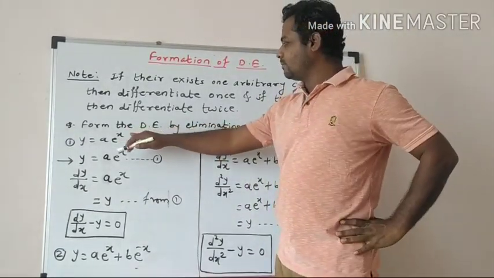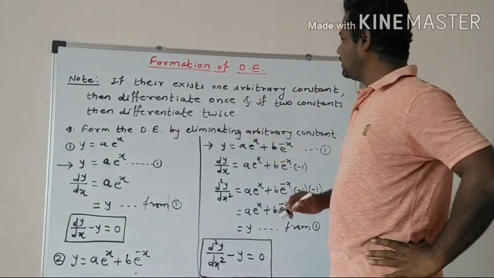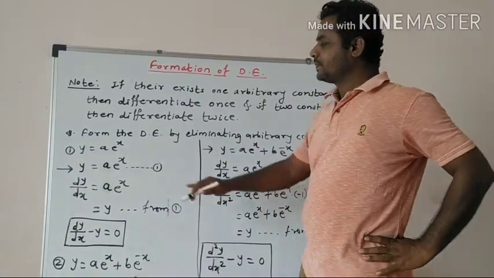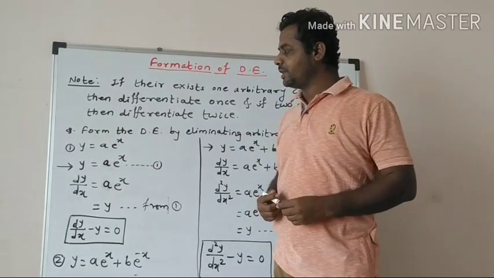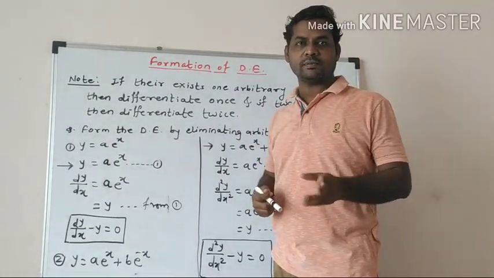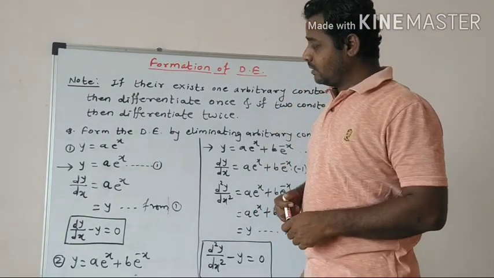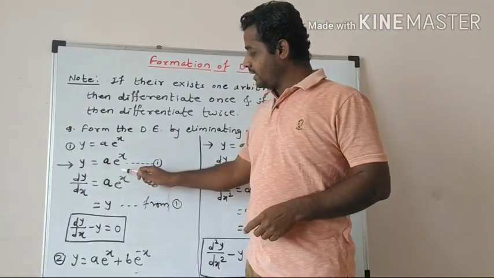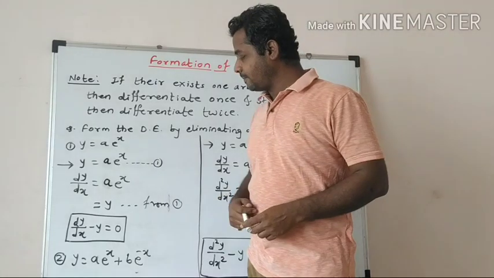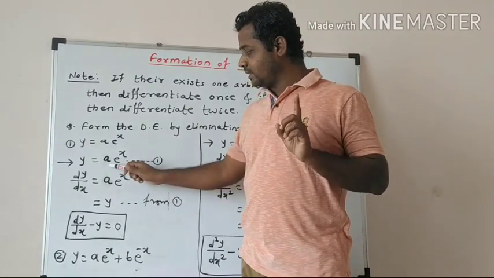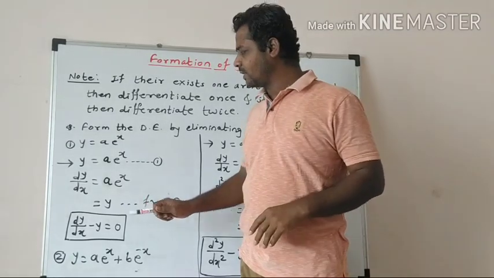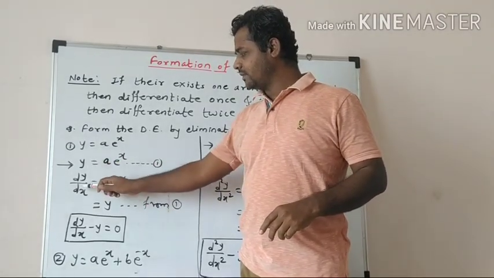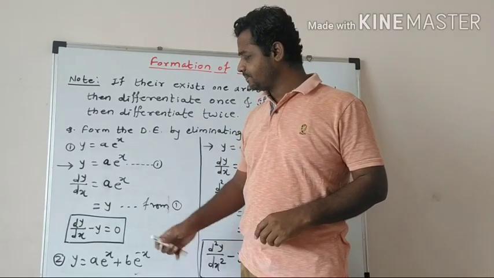So the question is in the form: form the differential equation by eliminating arbitrary constant. So the first one is y is equal to a into e raised to x. We have to form its differential equation. So the given equation is y is equal to a e raised to x. Treat it as equation number 1. There is only one arbitrary constant, so we differentiate only once. Derivative of y with respect to x is dy by dx.